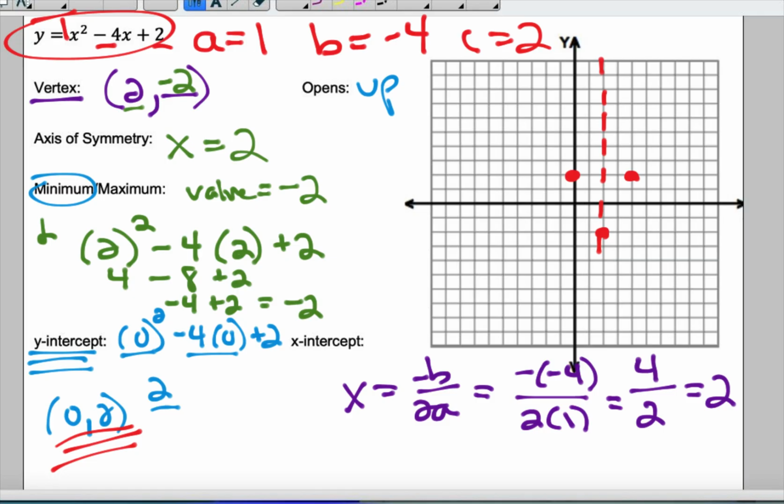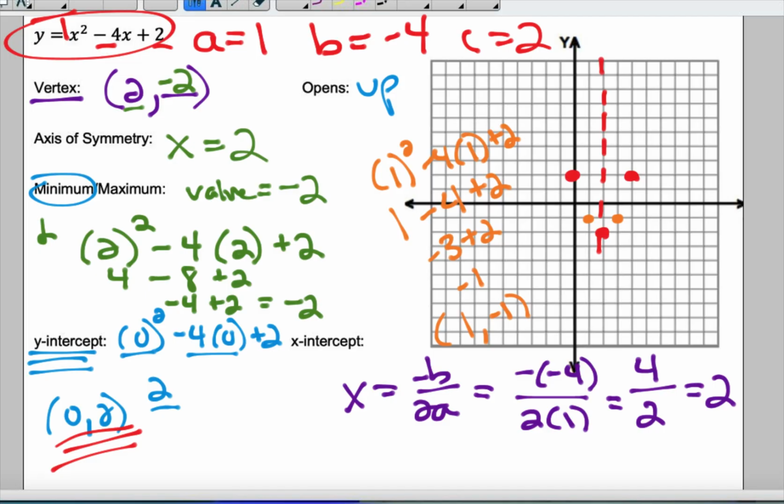If I wanted a 4th and a 5th, I could certainly plug in a number. So I'll do that now really quickly. Some questions don't ask you for 5, some just ask you for 3. But we'll say we're asked for 5 coordinate points. So just pick another number. I'm going to plug in 1 because 1's pretty easy. So I'm going to do 1 squared minus 4 times 1 plus 2. And so 1 squared is 1. 4 times 1 is 4, plus 2. So 1 minus 4 is negative 3, and negative 3 plus 2 is negative 1. So I plugged in 1, and I got negative 1. So (1, -1), and I can reflect that.